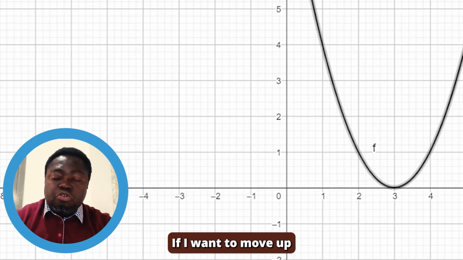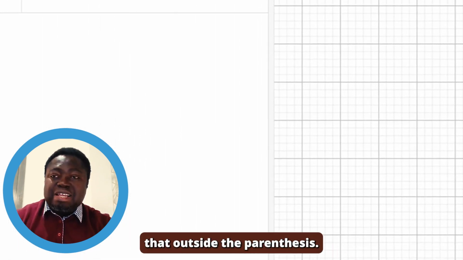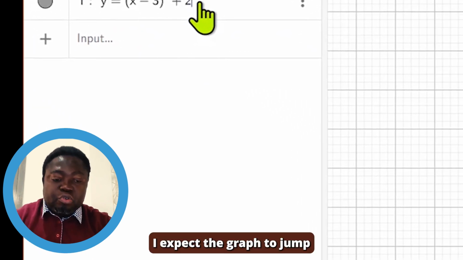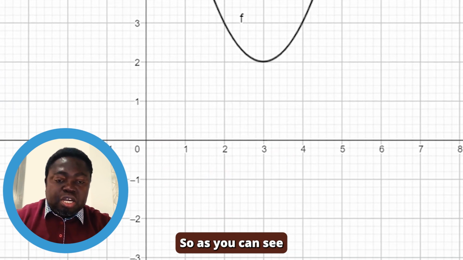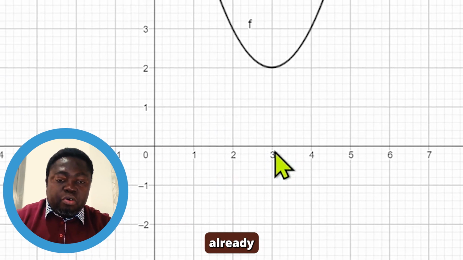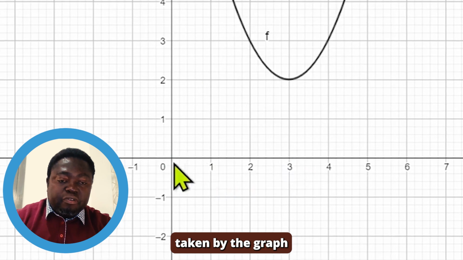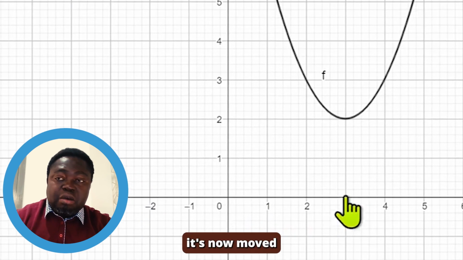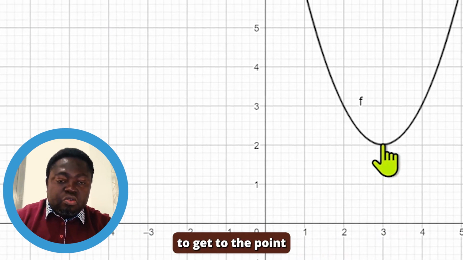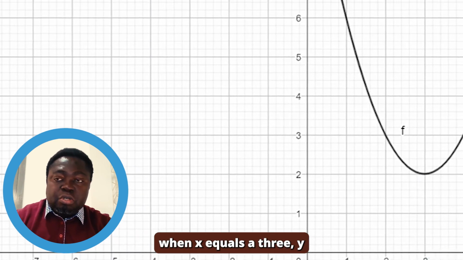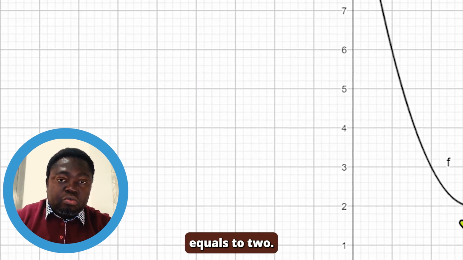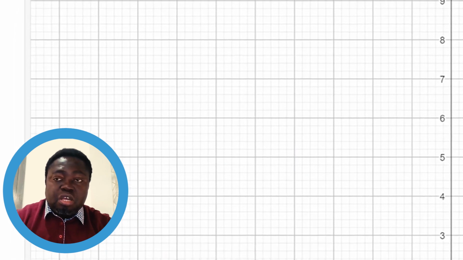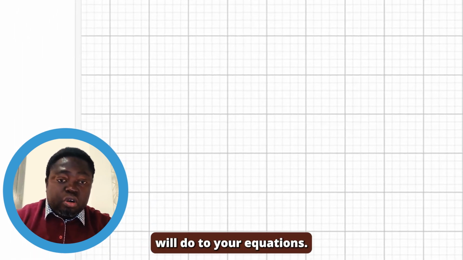If I want to move up, I just need to add that outside the parentheses. So let's say I add 2. I expect the graph to jump 2 units. So as you can see from the position already taken by the graph at x equals 3, y is 0, at that point there, it's now moved 2 units upwards to get to the point when x equals 3, y equals 2. This is what the combination of the vertical movements and the horizontal movements will do to your equations.